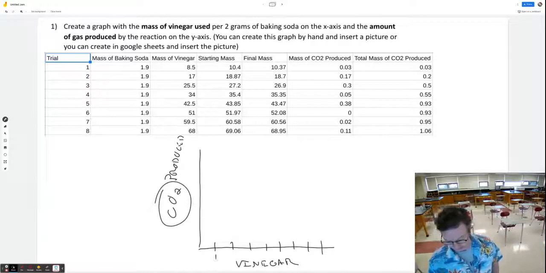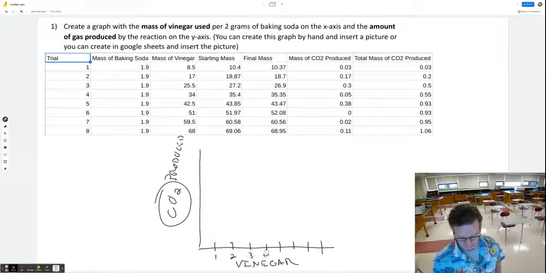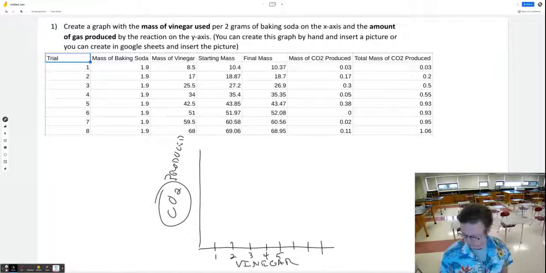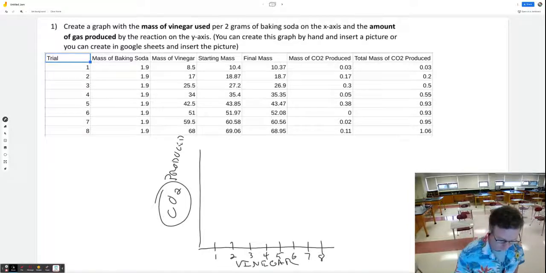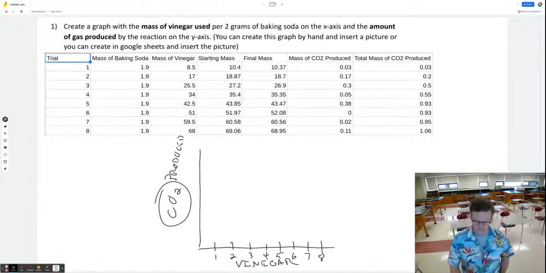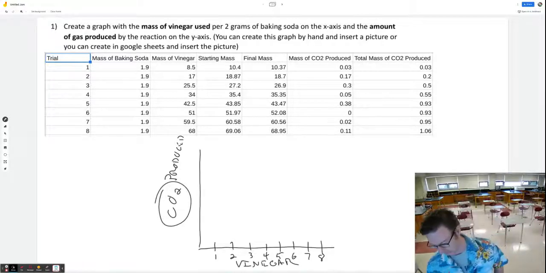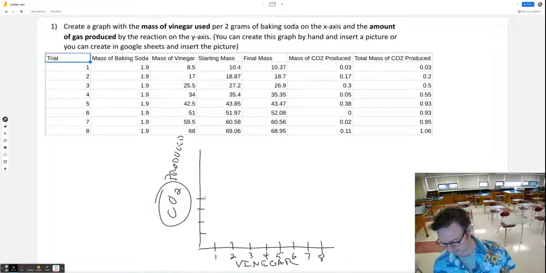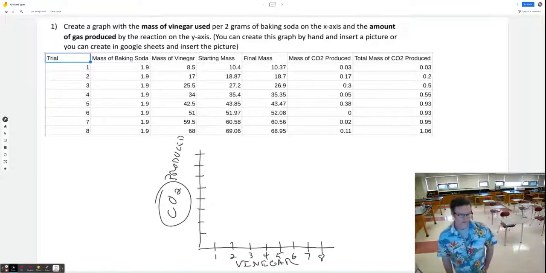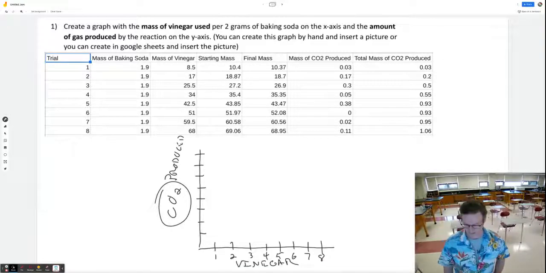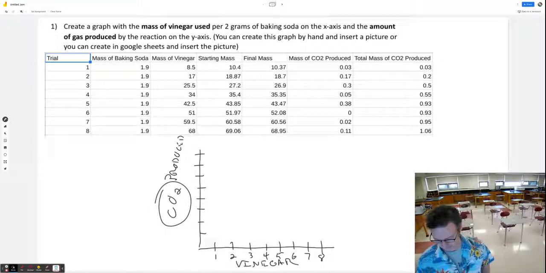But I'm just going to say trial 1, 2, 3, 4, 5. How high did I get here? I got up to 6, 7, 8. Okay, and the numbers aren't there. The actual amount of vinegar isn't there, but it's the vinegar in each trial. And then going up here, I'm going to have the amount of CO2 produced, and that's the total amount. And I'm going to go, let's see if I can do it, 0.1, 0.2, and so on.